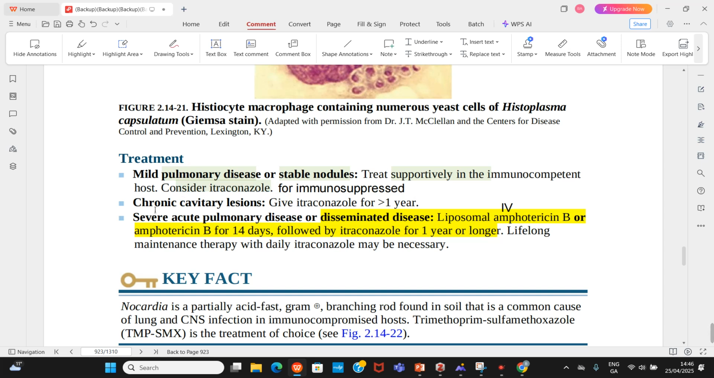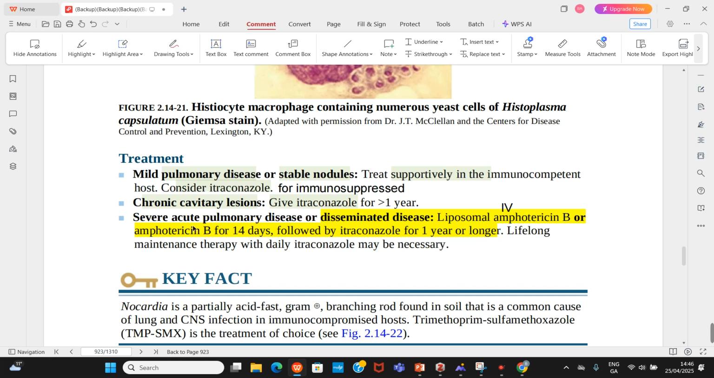So people with chronic cavitary lesions, so they tell us we do the X-ray, we are seeing a lot of cavities. So it means that something chronic has been going on in that lung. So you might want to halt the process by giving itraconazole for at least a year. So for chronic cavitary lesions, give itraconazole for at least a year.